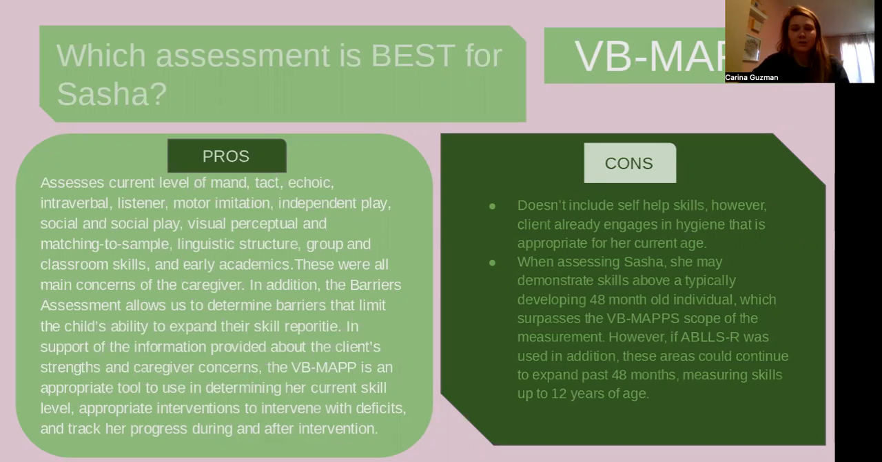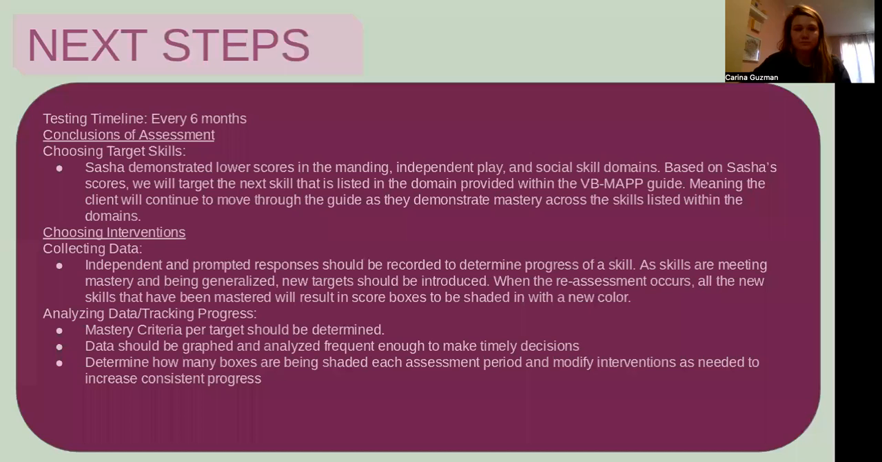after intervention. However, the VB-MAP does not include self-help skills, although the client is already engaging in hygiene skills that are appropriate for her current age. When assessing Sasha, she may demonstrate skills above a typically developing 40-month-old individual, which surpasses the VB-MAP scope of measurement. However, if ABLES was used in addition, these areas could be continued to expand past 48 months, measuring skills up to 12 years of age.